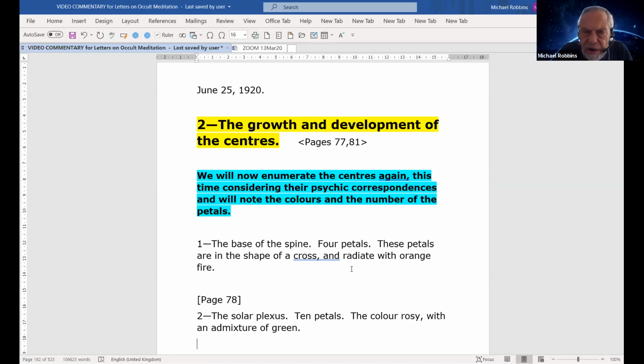The orange fire has to do with a solar note, the solar note D. If we begin on the red note C, that's an orange note, and it's connected with the sun and with Vulcan.